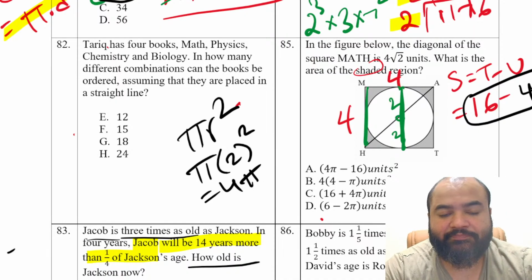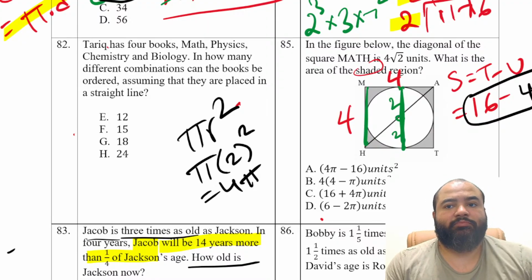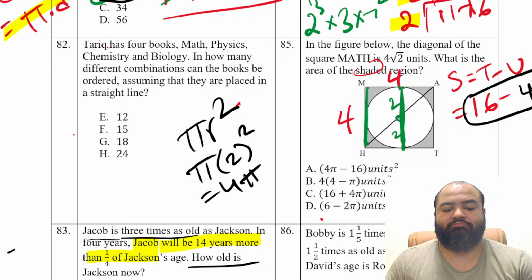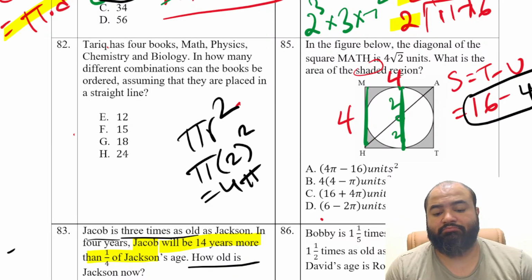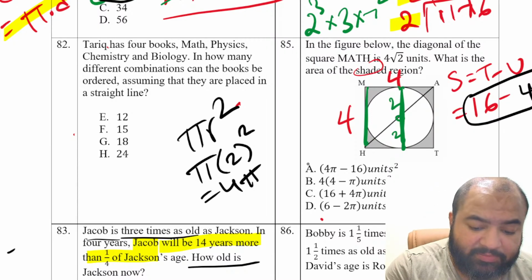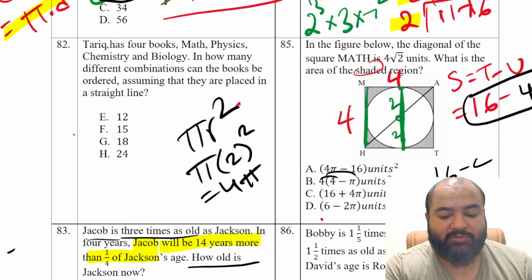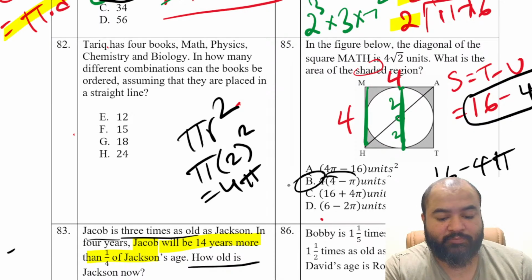So what is the answer? B. It's the same thing. See, if you distribute, that's 16 minus 4 times pi, which is 4 pi.